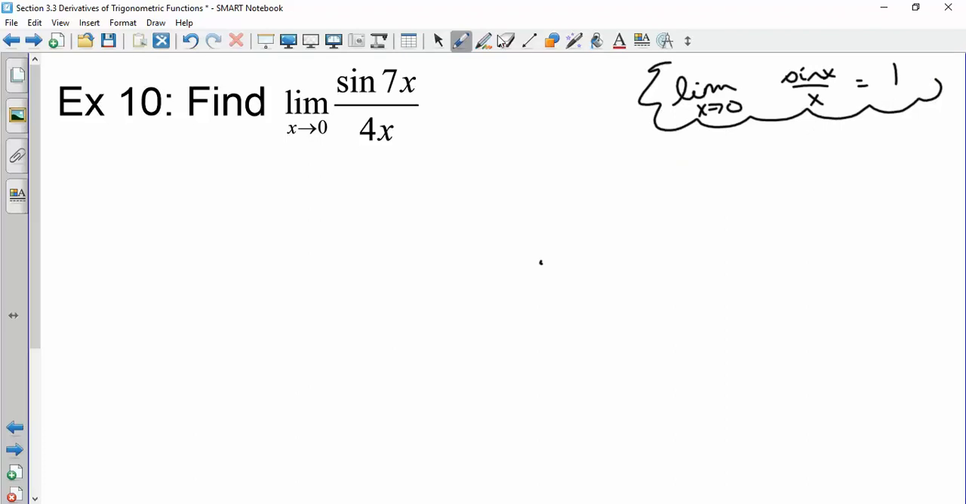Now, it can be extended, and it turns out as long as the argument of your trig function and the denominator are the same, this will still go to 1. So if I'm focusing on my trig function, this is a sine of 7x. So what would I have to have on my bottom? 7x. Okay, so here's what we're going to do. I'm going to multiply by 7 on top and bottom. I'm doing it on both because we know you can't just change the top. It has to be equivalent to the original problem.